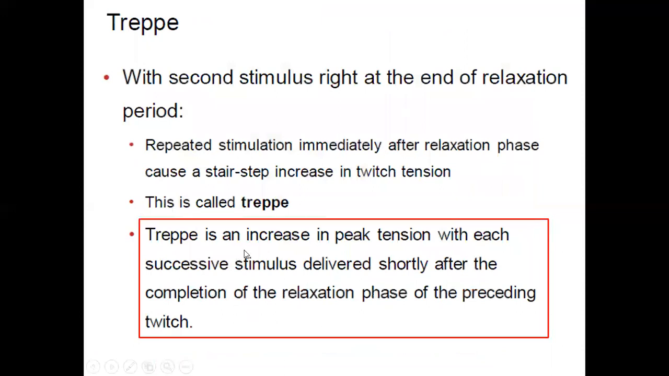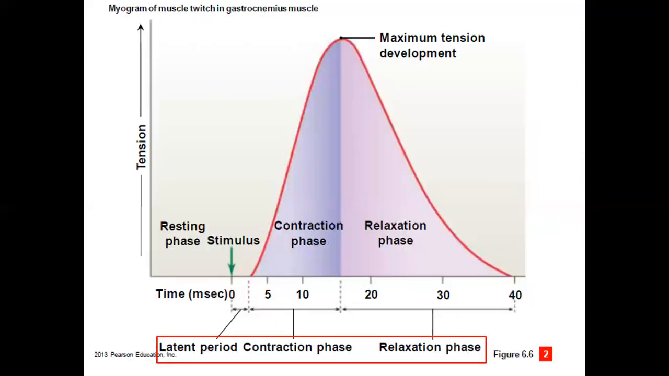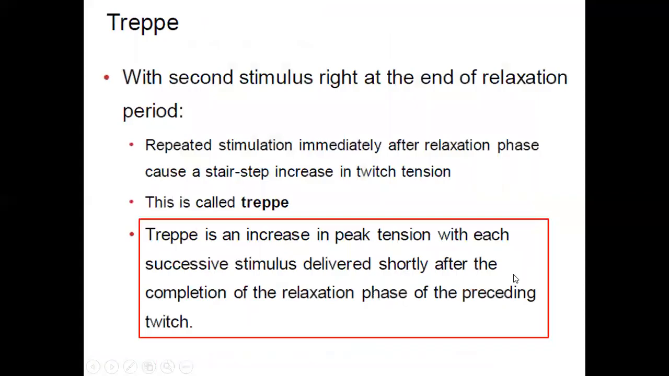Treppe is this unique characteristic with a second stimulus right at the end of the relaxation period. So back to this figure here. If you stimulate the muscle to contract right here, so you have one stimulus here, the next stimulus is right there, right at the end of relaxation. That repeated stimulation immediately after relaxation causes an increase in the ability of that muscle to generate force. So it increases how much tension can be produced.